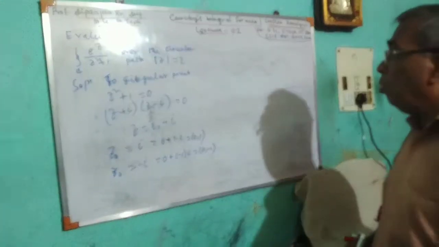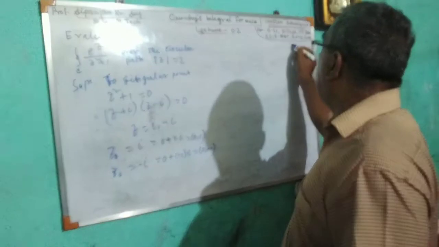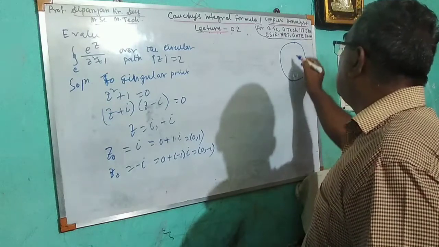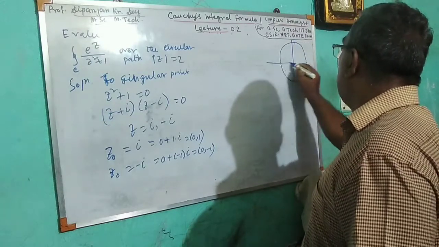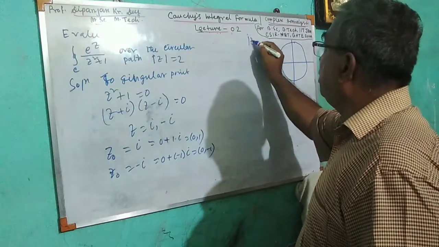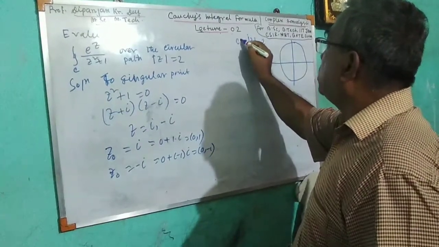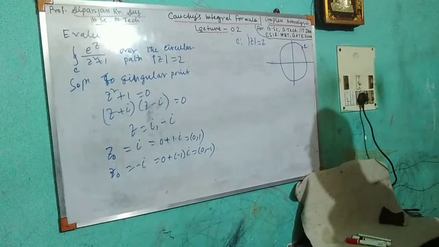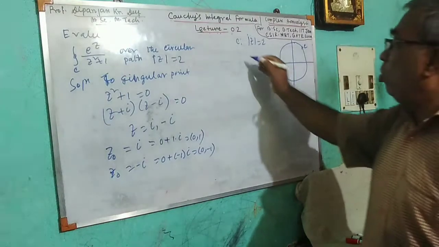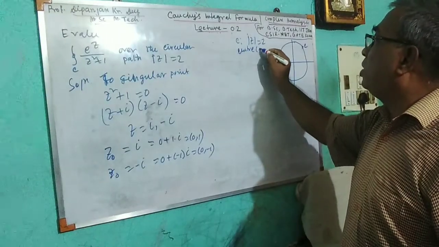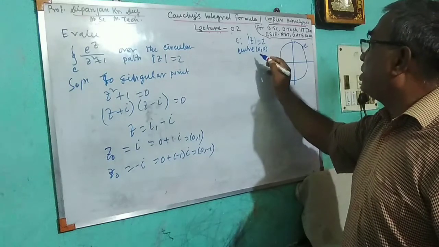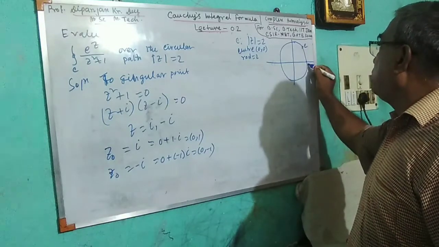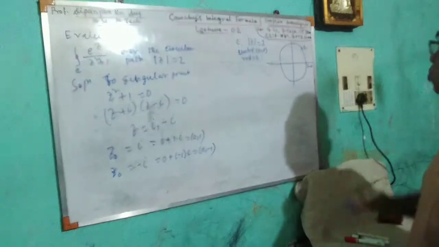Now you have to draw the closed curve. This is the closed curve, the contour, C, whose mod z equal to 2, that is center 0, 0. I already explained this in the previous example in this lecture. And the radius is equal to 2. So this point is 2 comma 0.